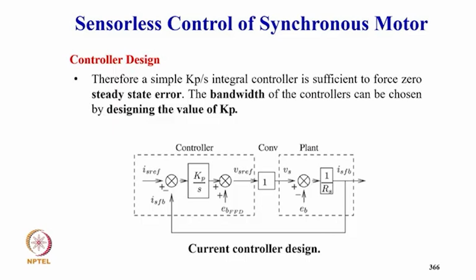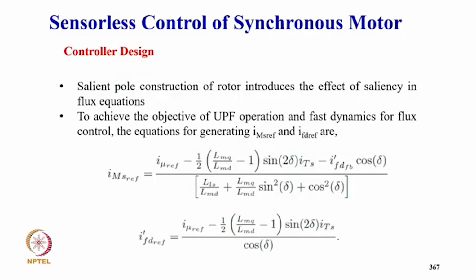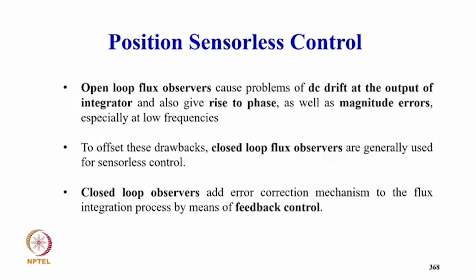So therefore a simple PI controller is sufficient to hold the steady state. The bandwidth of the controller can be chosen by designing the value of its proportional gain Kp. Typically, salient pole construction of the rotor includes the effect of saliency in the flux equation. To achieve the objective of UPF operation and fast dynamics of control, IM reference is calculated from here, and IFD reference is also calculated from this.